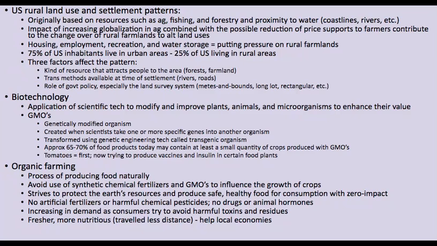Approximately 65 to 75% of food products today contain at least a small quantity of crops that were produced with GMOs. Tomatoes were the first one, where they took different varietals and put them together to figure out how we can make the juiciest, the best, the most productive tomato that there is. And then it just went from there. It started to be applied.